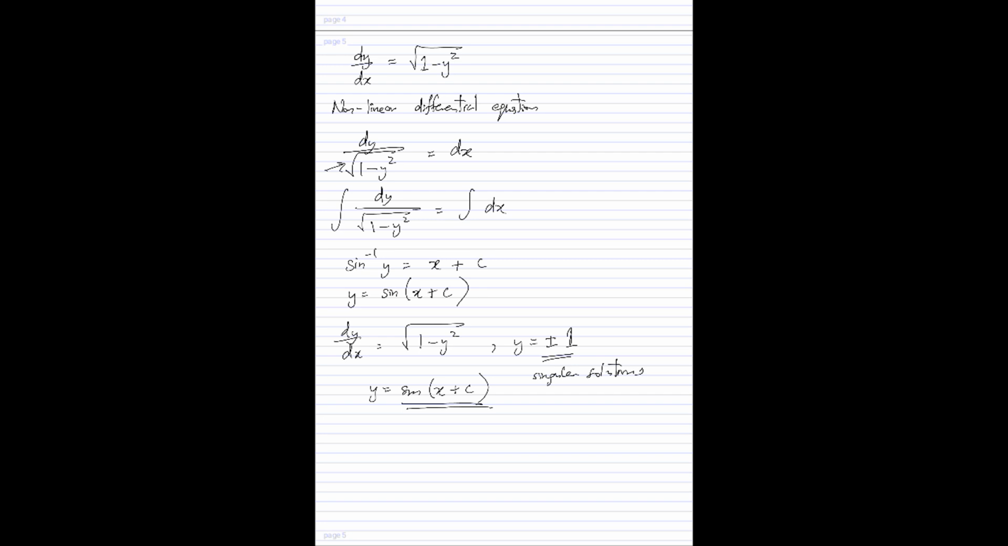But thankfully most of the time we'll be dealing with linear first order differential equations, so you need not worry about any singular solutions. For linear first order differential equations, once you get the general solution, all you have to do is figure out the values of the constant from the initial conditions, and that's it. That is the solution of your differential equation.